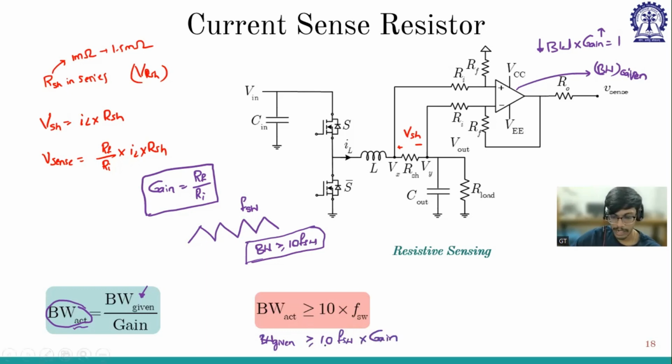So if you are operating at high switching frequency, then the gain bandwidth should be high. The bandwidth of the op-amp should be high, depending upon the gain. So we should keep this in mind. If we do not follow it, what will happen? You will not get the exact information of the ripple. It will be kind of filtered out, so the ripple information might be lost.